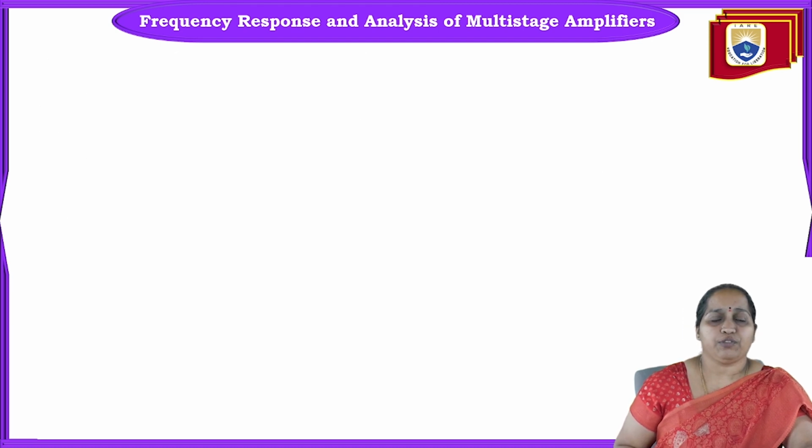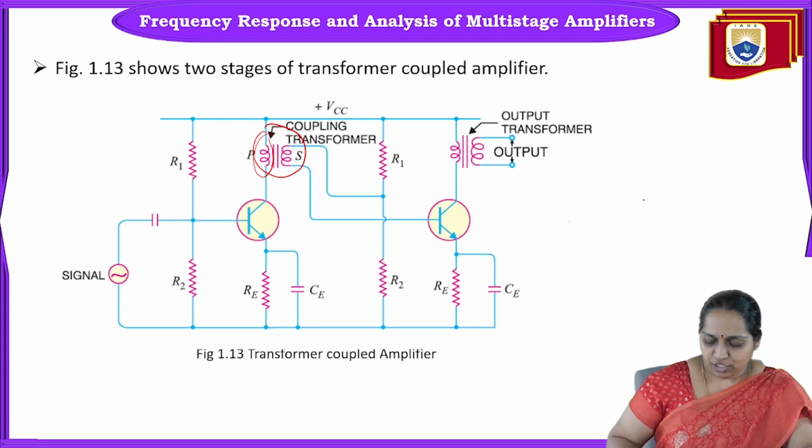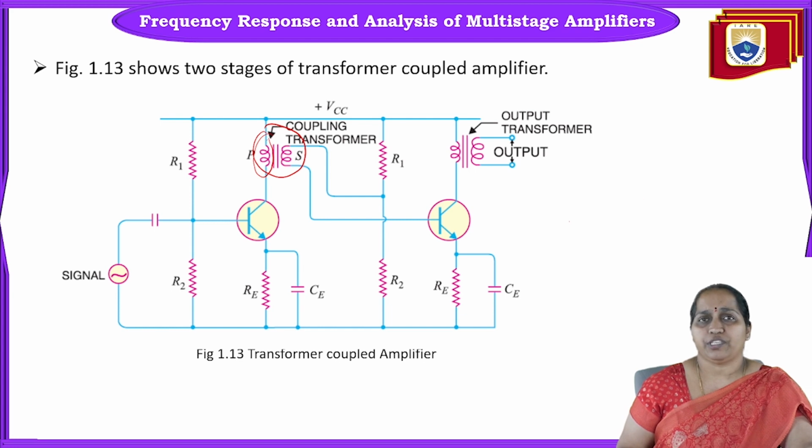We can just go back to the picture and see here. The primary is given to the collector terminal of the first stage, and the secondary is connected to the base of the next stage. Similarly, again here, the primary of the transformer is given to the collector of this one, then the secondary will be given to the base of the next stage. This process will continue if it is a multi-stage amplifier.